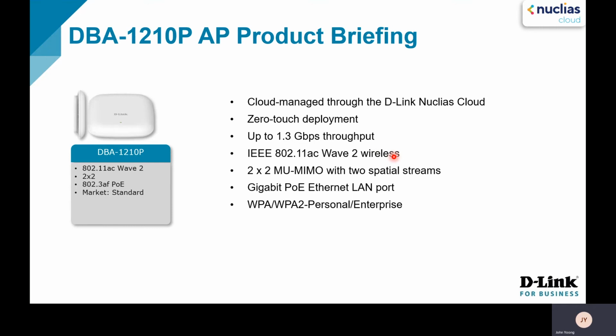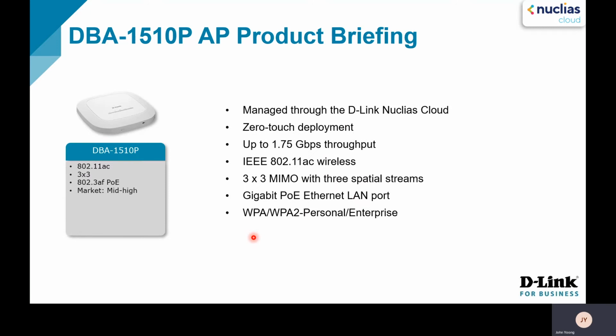Next we have the hardware devices for our Nuclias Cloud. So first is our entry-level AP. It's called the DBA-1210P. It's a wireless AC Wave 2, 2x2 MU-MIMO, up to 1.3 gig. It comes with one LAN PoE port, a gigabit port, and supports WPA, WPA2. Next we have the DBA-1510, the wireless up to 1.75 gig, 3x3. Same thing, it comes with a PoE gigabit port.